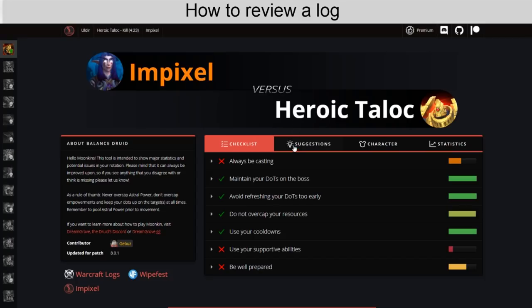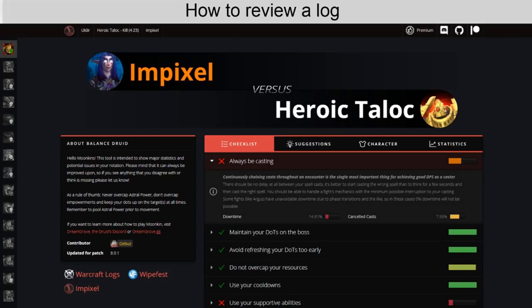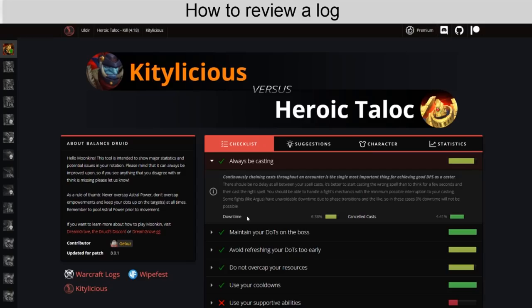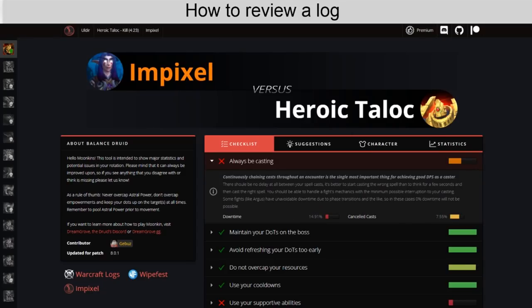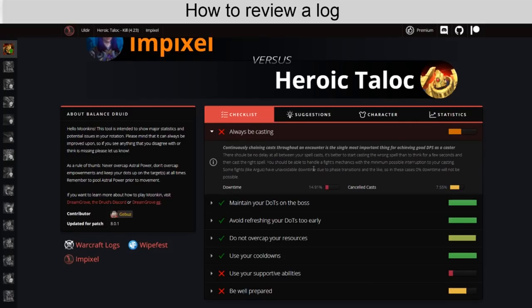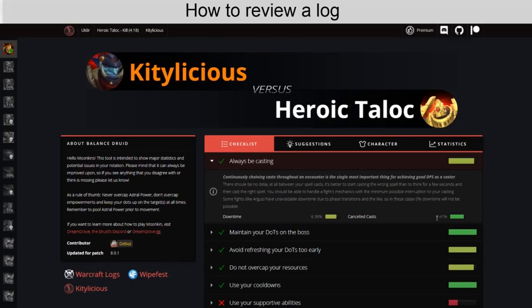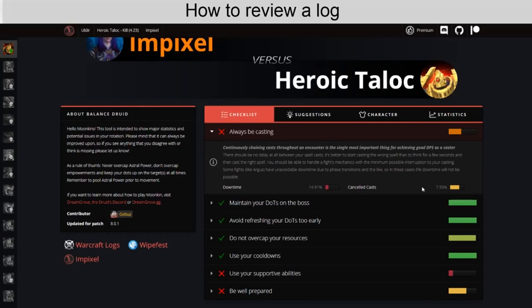And right away, something that stands out is this always be casting thing between the two of them. Currently, Kitty has 6.38% downtime and 4.41% cancel casts, whereas Pixel has 14% downtime and 7.5% cancel casts. This could be due to a variety of reasons. The downtime itself could just be due to the elevator phase and your melee being able to slaughter the adds. So Talloc isn't always the most indicative, but the canceled casts thing is a pretty big deal, because 4.41 to 7.5% is a fairly large differential.